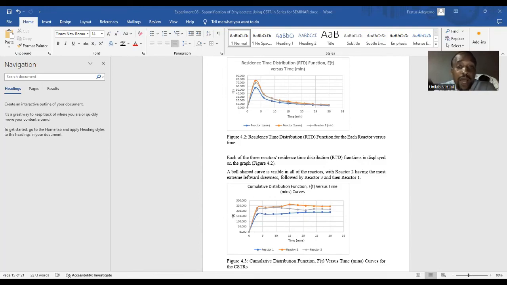Reactors 1, 2, and 3 had mean residence times of 3,887.887 minutes, 5,383.214 minutes, and 4,864.297 minutes, respectively. According to the experiment, reactor 1 has the shortest mean residence time.